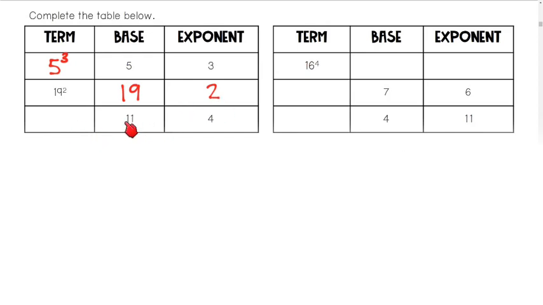The next one here has a base of 11 and an exponent of 4. That means I'm going to go ahead and have 11 to the 4th power as the term. The term 16 to the 4th power has a base of 16 and an exponent of 4. The term for the base of 7 and an exponent of 6 would be 7 to the 6th power. And the term for a base of 4 and an exponent of 11 would be 4 to the 11th power.